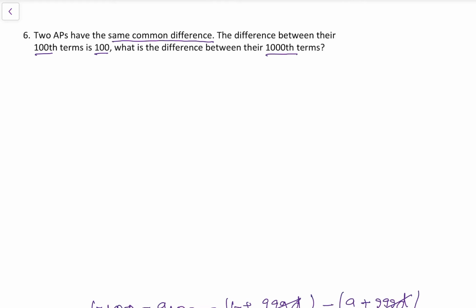So let's try two different AP series which are having the same common difference. So let's say first series A, which is having 2, 4, 6, 8. Second series B, an arithmetic series, which is having again the same common difference, which is 2. Right, here you can say the difference is 2. 1, 3, 5 and 7.